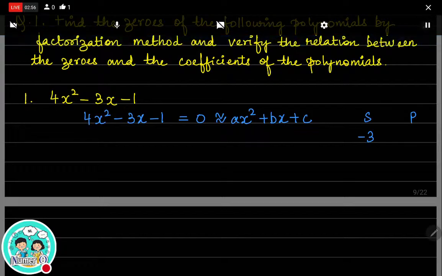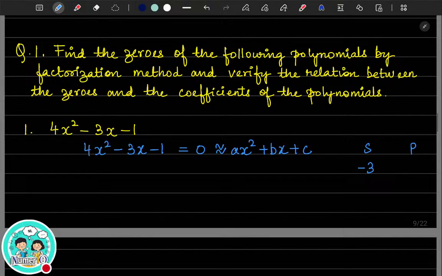Okay, so whenever you are given a quadratic polynomial, always remember your sum will be just the value of b, that is the coefficient of x will be your sum, and the product will be a multiplied by c will be your product, which is nothing but 4 into minus 1, which is nothing but minus 4, right? So you have to think of two numbers whose sum is minus 3 and whose product is minus 4. So 4 into 1 is 4, and if you put a negative sign to 4, then the sum will be negative, right?